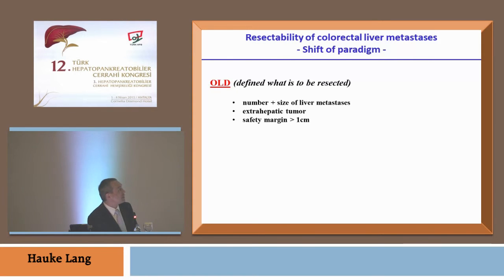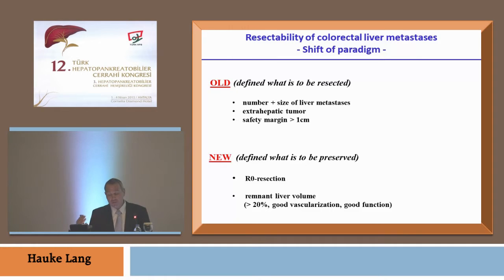They said that in former times we just looked at the number and size of liver metastases. We looked at extrahepatic tumor and a safety margin of 1 centimeter. When I was a resident, we were always told you only need to resect colorectal metastasis if you are sure that you can achieve a safety margin of 1 centimeter. And this is no longer true today, not at all.